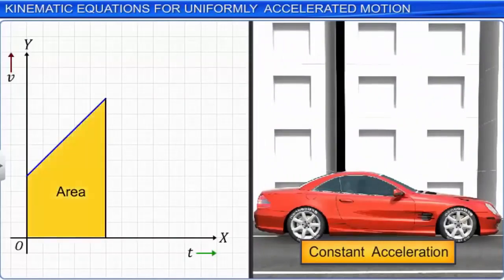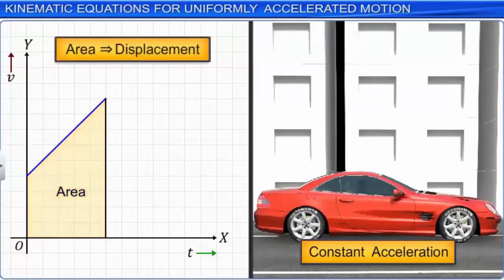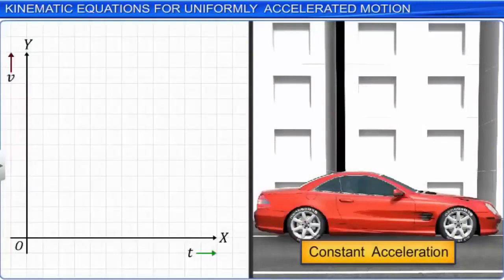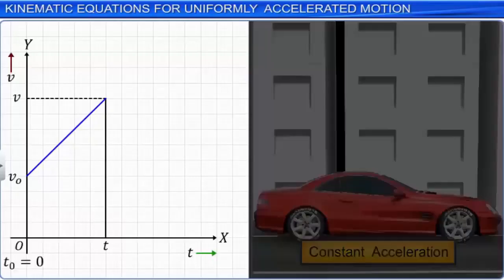There are three important kinematic equations for uniformly accelerated motion. Let us derive these equations one at a time. The first equation is the relation between initial velocity v0, final velocity v, uniform acceleration a, and time t. The velocity of an object is v0 at t0 equal to 0 and v at time t.